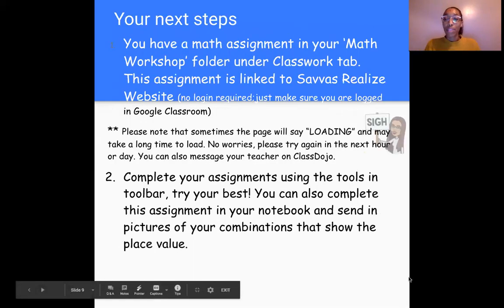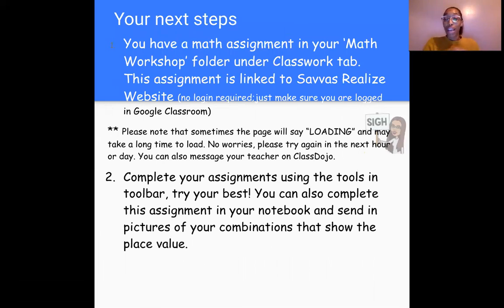So your next steps, you have a Savvas assignment, and make sure to discuss your strategies for how you are showing your groups of tens with a partner or a family member.